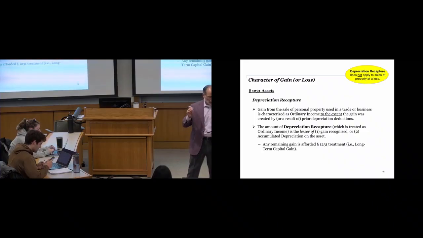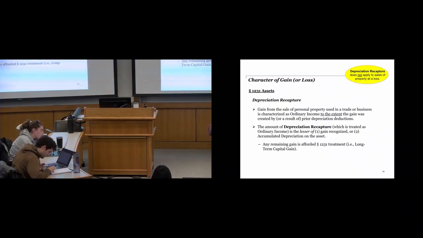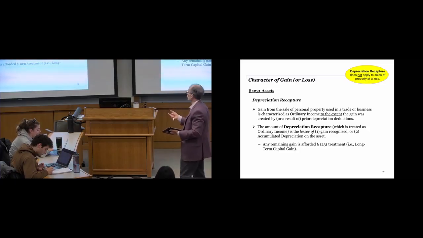Gain from the sale of personal property used in a trade or business, to the extent the gain was created by prior depreciation deductions, is recaptured as ordinary income, as I mentioned. The amount treated as ordinary is the lesser of the gain realized or accumulated depreciation on the asset. Okay? That just keeps me to treating the true economic appreciation as capital. And any gain afforded 1238 or 1231 treatment is the remaining gain after I recapture depreciation.